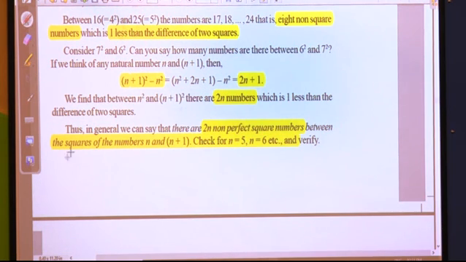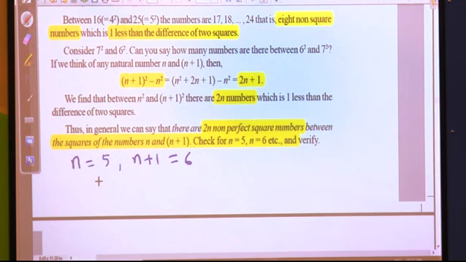N is equal to 5, and n plus 1, the next number, will be 6. Now, what they are saying is that there are 2n non-perfect square numbers between the squares of the numbers n and n plus 1.